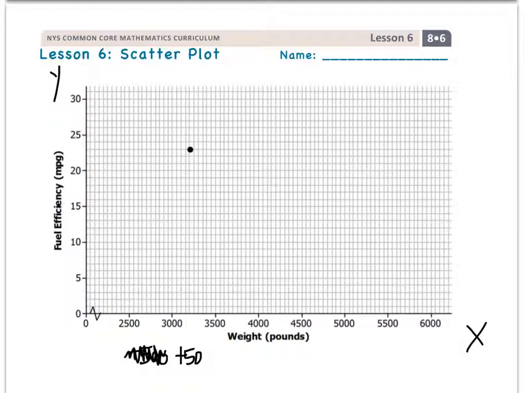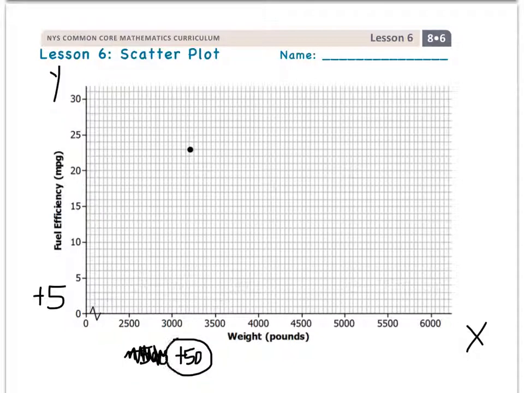If I look on my y-axis, I go from 0 to 5. And now let's try going in between. Does each line represent 1? 1, 2, 3, 4, 5. It does go up by 5. So that's going to be your trickiest part with scatter plots, figuring out the scale that they use on your x and y values.